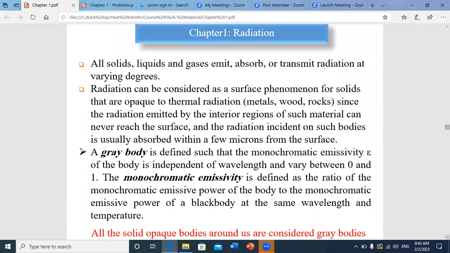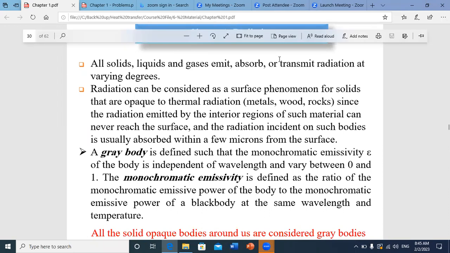So all solids, liquids, and gases can emit, absorb, or transmit radiation to variable degrees. Radiation can be considered a surface phenomenon for solids that are opaque to thermal radiation, like metals, wood, rocks, since the radiation emitted by the interior regions of such material can never reach the surface, and the radiation incident on such bodies is usually absorbed within a few microns from the surface. What do we mean by this? In general, radiation is a surface phenomenon, especially for the majority of surfaces that we know. Why? Because solids are opaque.